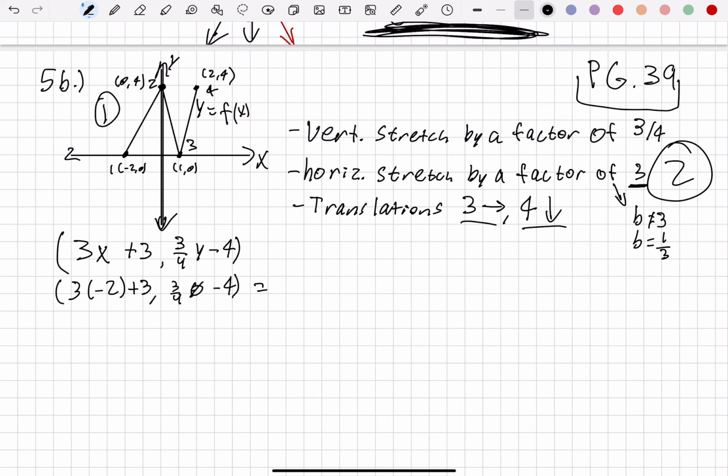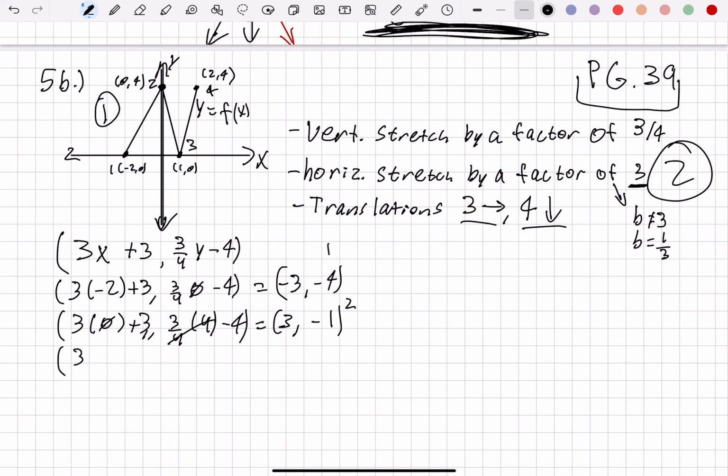So this is going to be equal to, so negative 6 plus 3 is negative 3, negative 4, that's our first point. So this is point 1. We're then going to transform 0 and 4 plus 3, 3 over 4 times 4 minus 4. That cancels. So this now turns into 3, and then negative 3 minus 4, so negative 1. So this is going to be our second point.